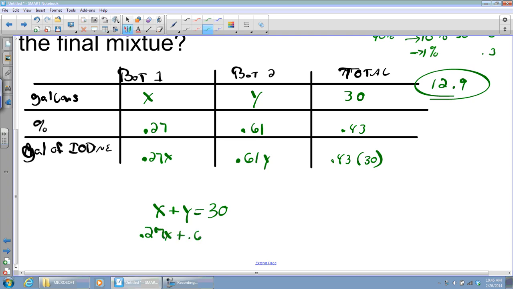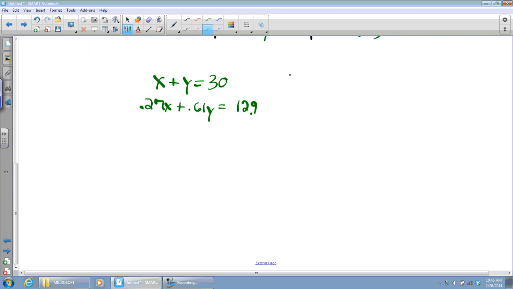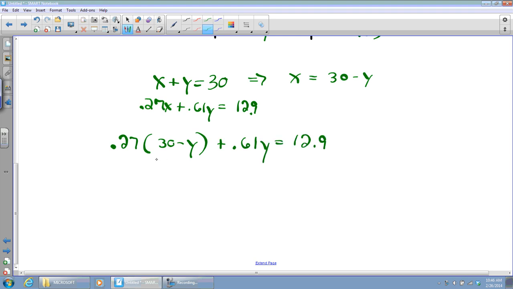All right, 0.61y. And that will equal 12 and 9/10. Oops, put the decimal point in the wrong place, pardon me. And now I think I'm going to go substitution on this problem. It's kind of got some ugly numbers in it. I'm just going to go ahead and solve for x and get that x is equal to 30 minus y. So I'll have 0.27 times the quantity of 30 minus y plus 0.61y, and that will equal 12 9/10. Do a little distribution. In the interest of time, I'm just going to go ahead and do this one on the calculator, but you could still do it the way I did it before.